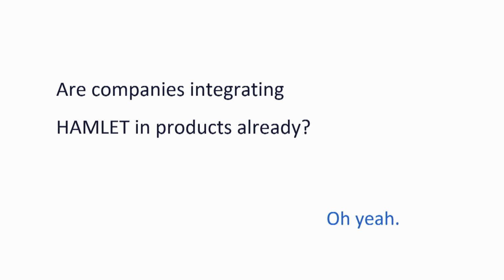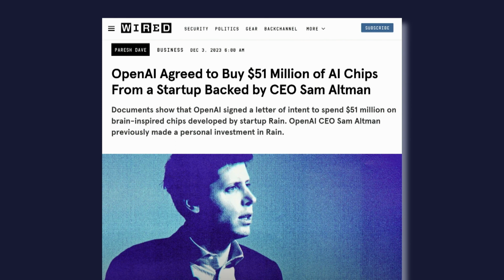And so who could think about something like that? I don't know if you've read this article or some others. It says OpenAI agreed to buy 51 million of AI chips from a startup backed by CEO Sam Altman. A document shows that OpenAI signed a letter of intent to spend 51 million on a brain-inspired chip developer, startup Rain. Sounds interesting. We're also doing stuff somewhat human-inspired.